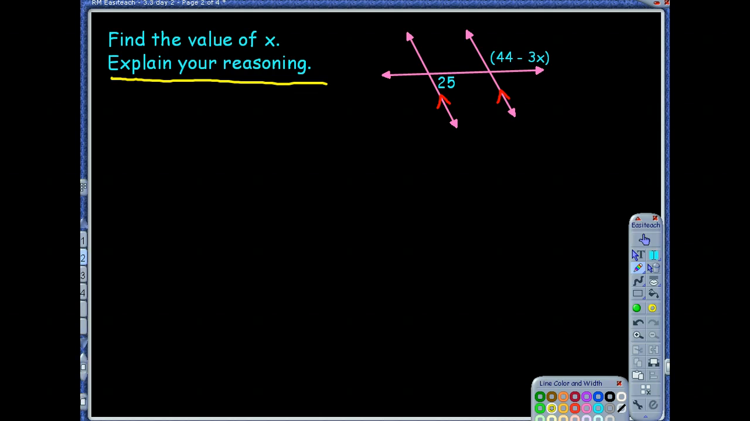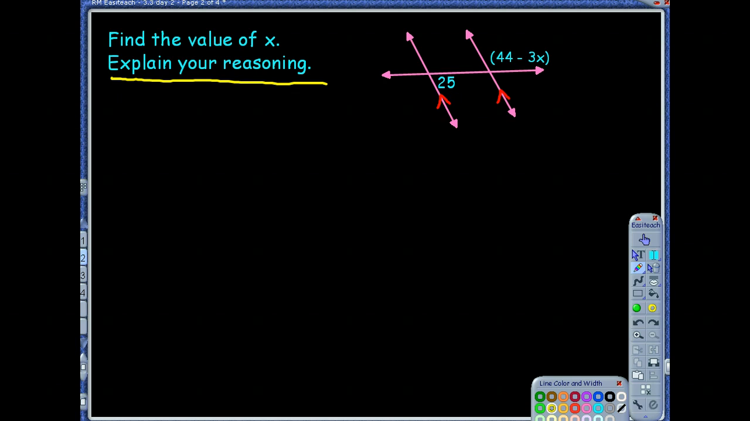So again, same directions, find the value of x, and then explain your reasoning. So I look at that picture. Hopefully you're doing the same thing. And what do you notice that's kind of important about the picture that we have to know in order to really do anything? We have two parallel lines that are cut by a transversal. So parallel lines cut by a transversal.